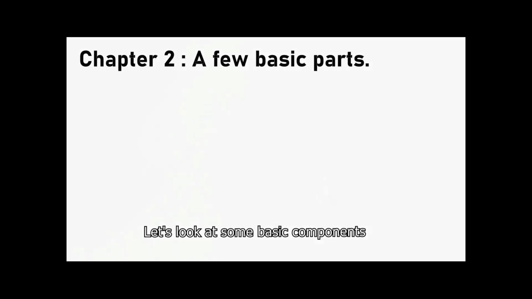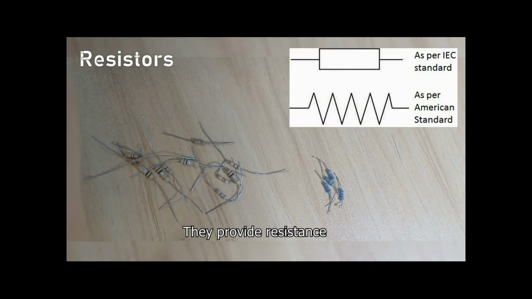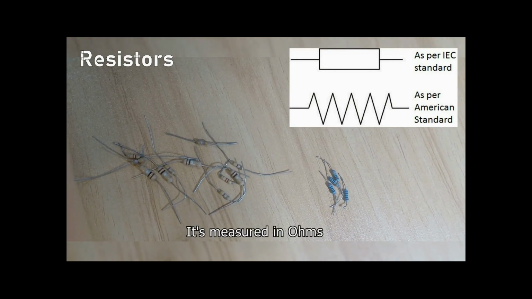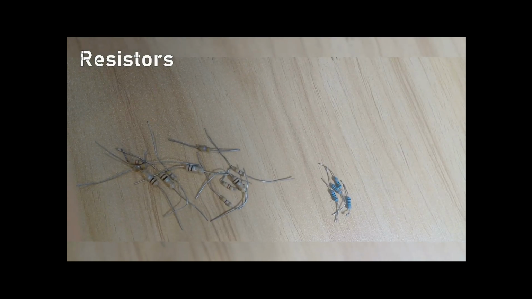Now let's look at some basic components. These are resistors. They provide resistance. It's measured in ohms. They use this symbol and look like this.